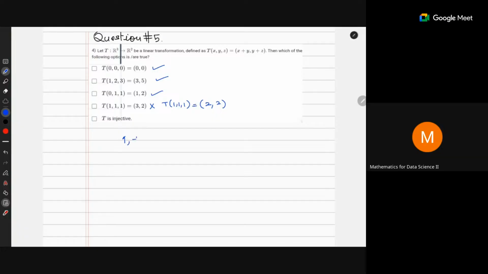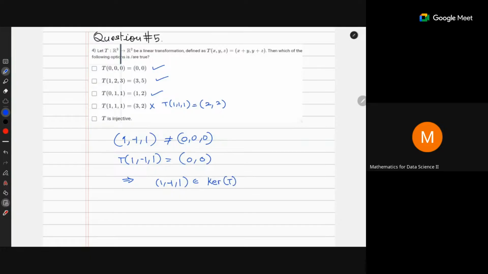1 minus 1 1. Correct. So clearly this is a non-zero element, not equal to 0 0 0. And if you apply T to it, you will get 0 comma 0. So by this, 1 minus 1 1 should be in the kernel of T.